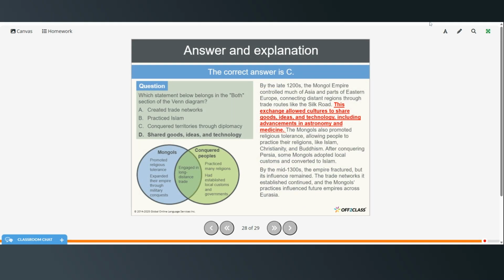Okay, there's actually a mistake on this slide. It says here the correct answer is C, but that's not correct. The correct answer is D, shown here. So which statement below belongs in the both section of the Venn diagram? The shared goods, ideas, and technology. And here's where that is found in the reading.